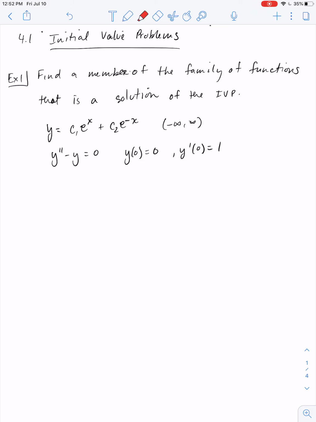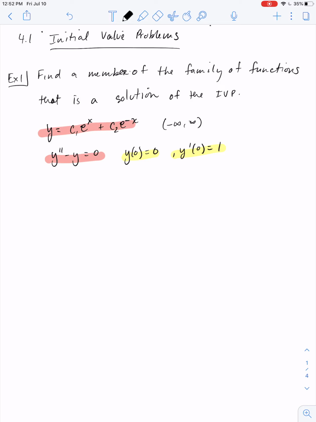When they say family of functions, they're talking about, when you solve a differential, here's our differential, and when you solve the differential, you get a couple constants in there. So this is a pretty straightforward problem that we've seen before, but basically what you're doing is you're using the initial values that are given, and you're just trying to find C1 and C2 for a solution here.